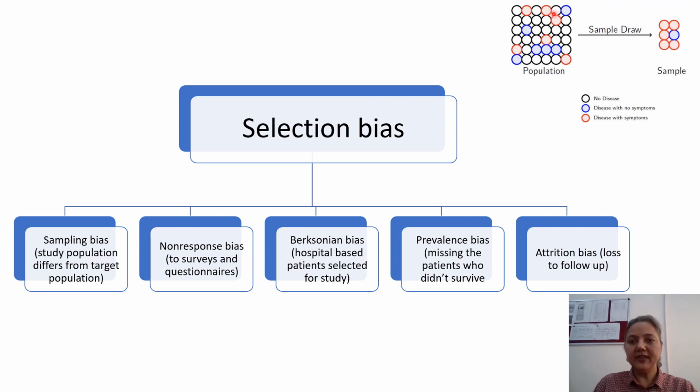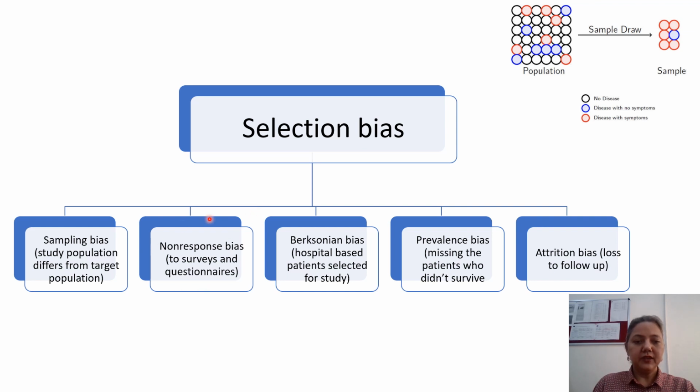here we can see three types of people in this group. One are the ones having disease and with symptoms. Another are with disease, no symptoms. And the third category is without any disease. When we have drawn the sample, we considered only two groups, with disease and symptoms and with disease, no symptoms. But the third category has been left out. So this sample is not a true representative of the population.